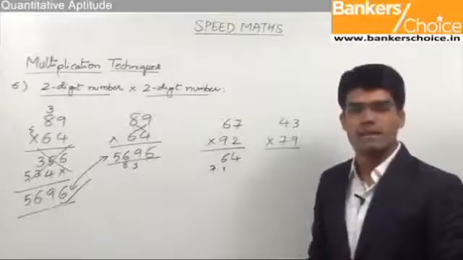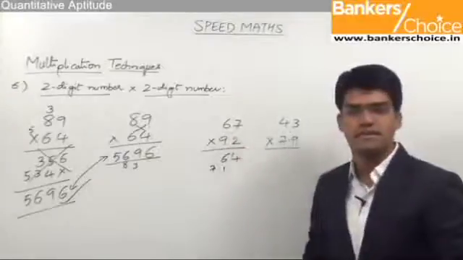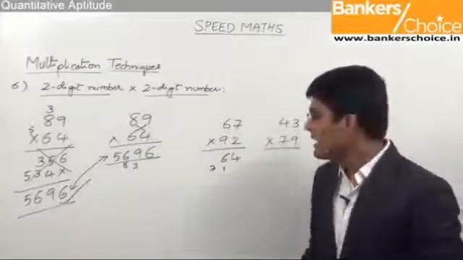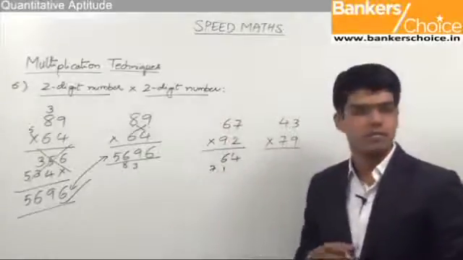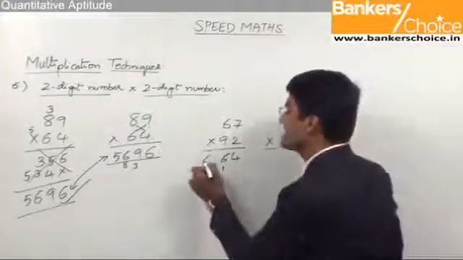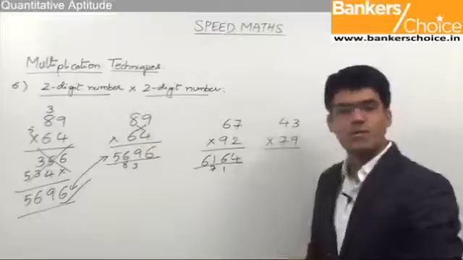And the last and final step here is multiplication of tens places. That is 6 into 9. 6 into 9 is 54 and 7 is the carry here. 54 plus 7 is 61. So we can say that the answer here is 6164.